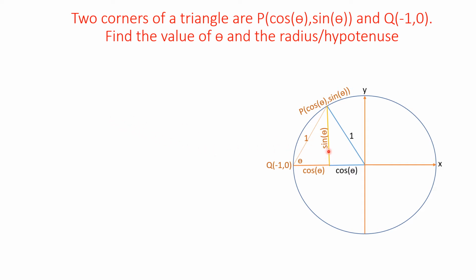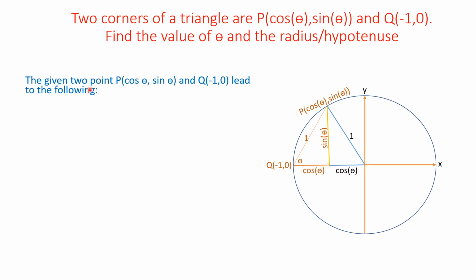Here is the angle theta, so we call this angle theta. So we can justify now that cosine theta is the adjacent divided by the hypotenuse, and sine theta is the opposite divided by the hypotenuse. So that justifies calling them cosine theta and sine theta.